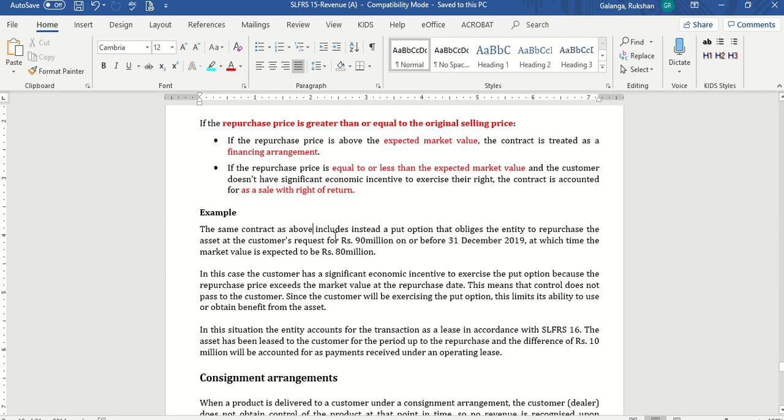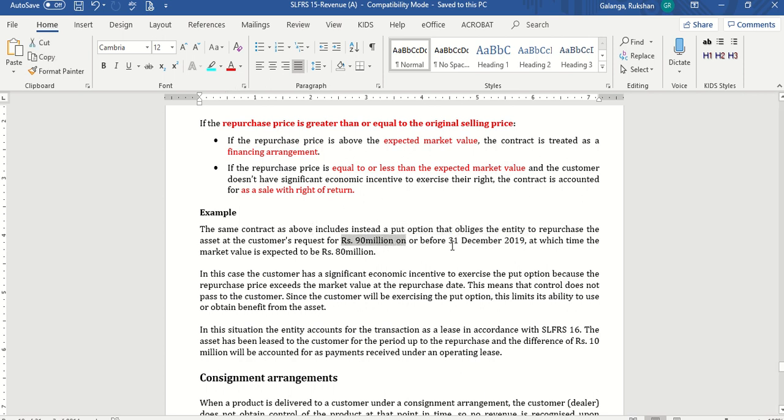The same contract as above includes, instead of a call option, a put option that obliges the entity to repurchase the asset at the customer's request for rupees 90 million on or before 31st December 2019. Now what happened? Earlier we talked about the call option, right? Here it has a put option. The customer can request a repurchase for 90 million.